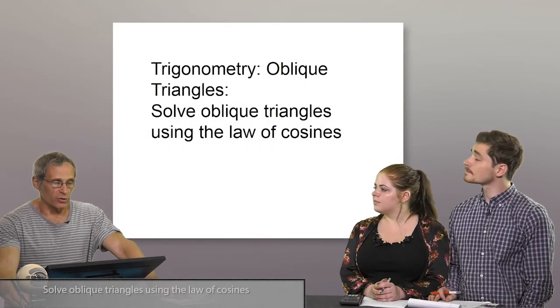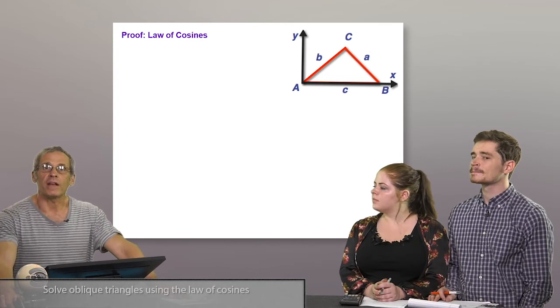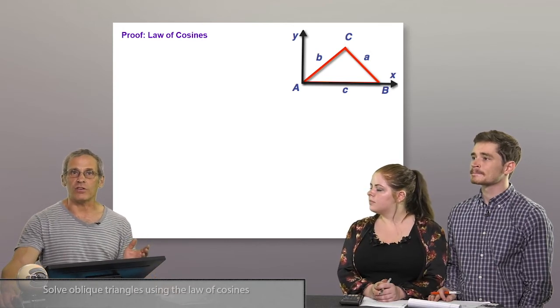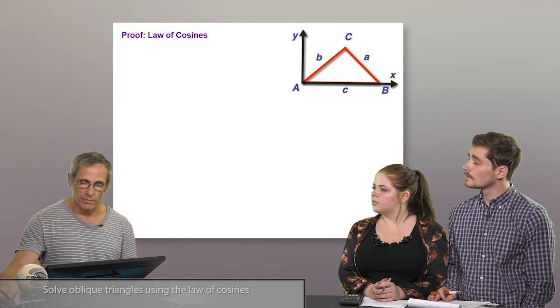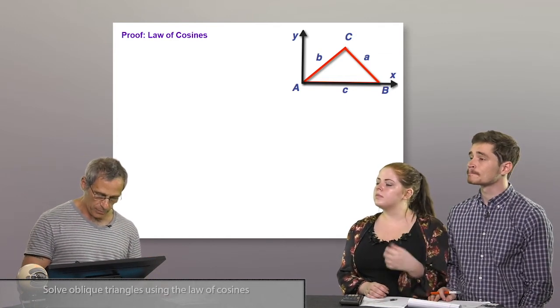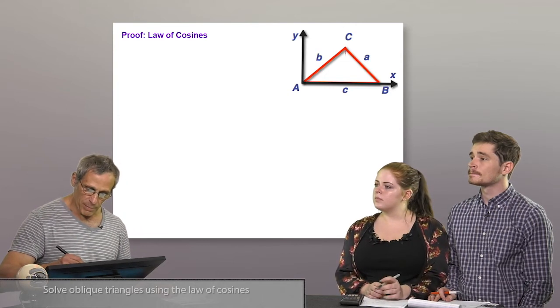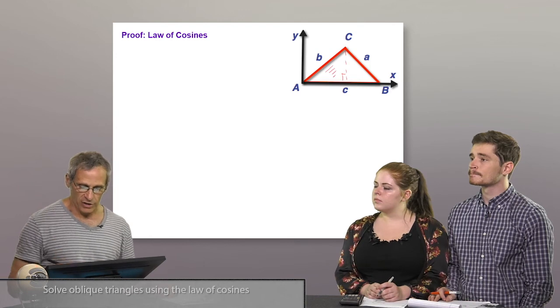Solve oblique triangles using the law of cosines. Law of cosines lets you find the length of a side by relating it to the angle that it's opposite and the other two sides in the triangle. And the way it works is like this. You take an arbitrary oblique triangle, and I'm just going to drop a perpendicular. I'm going to ask you to focus on this right triangle right here.